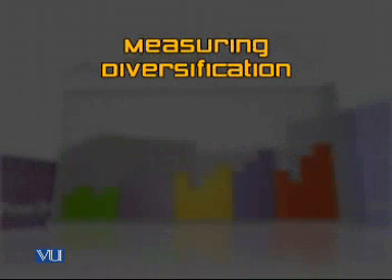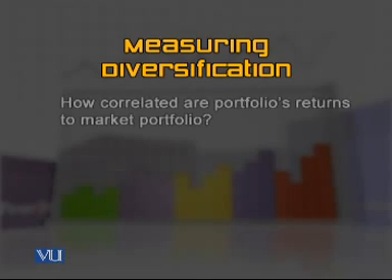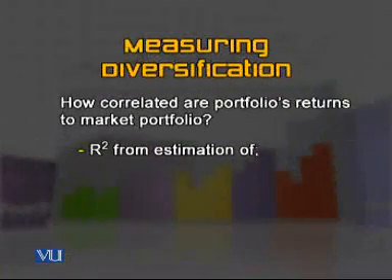We looked at measuring portfolio performances, we looked at measuring risk-adjusted results. How about measuring diversification? If we look at diversifying things, and we need to understand what results have been produced by diversification, we have to find out how correlated our portfolio's returns are to the market portfolio. The portfolio that you're managing, in comparison to the market portfolio, the benchmark. So the returns have to be looked at as R2 from estimation of the results.